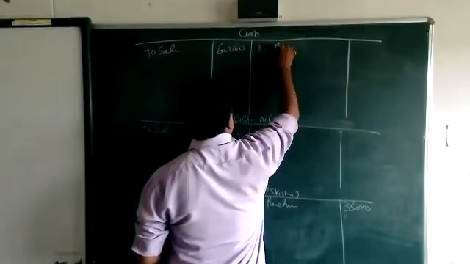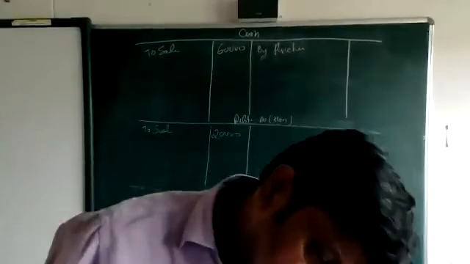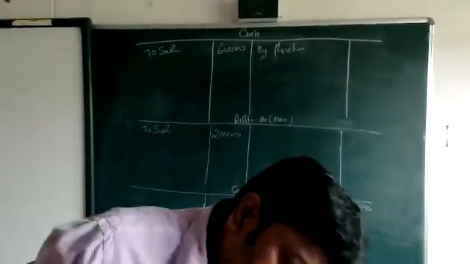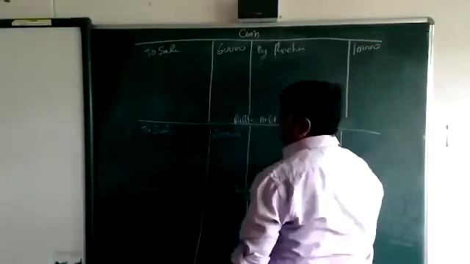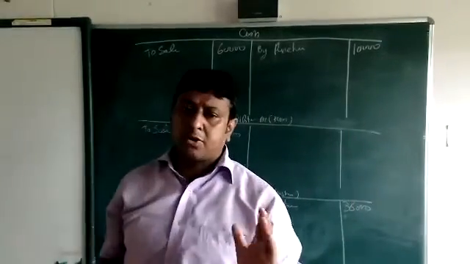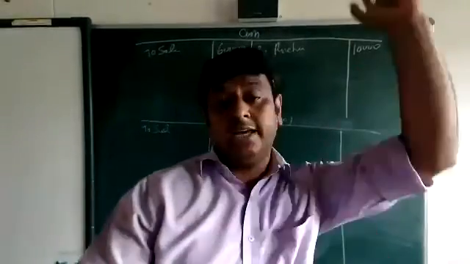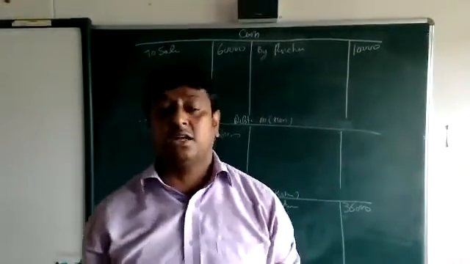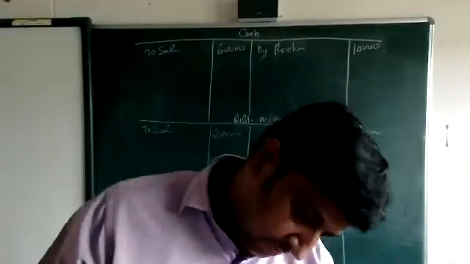By purchase amount, beta, 10,000. Okay, don't confuse about that. Because it's cash, there is no credit. When cash is not given, then we think it's a credit transaction. Here cash is given, so surely and certainly it's a cash transaction.